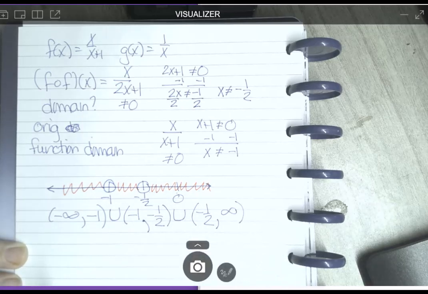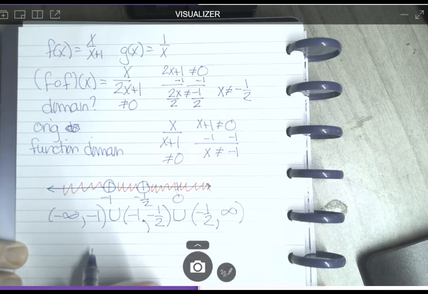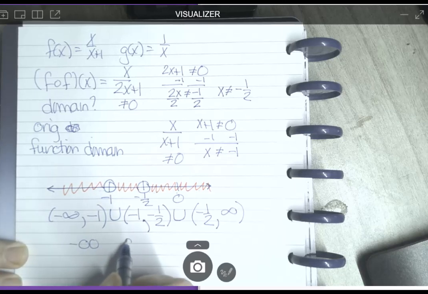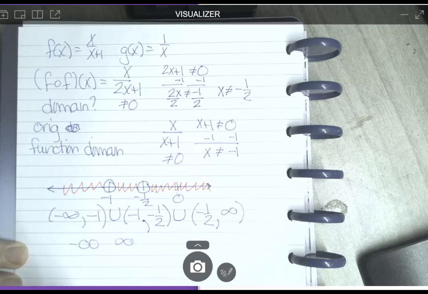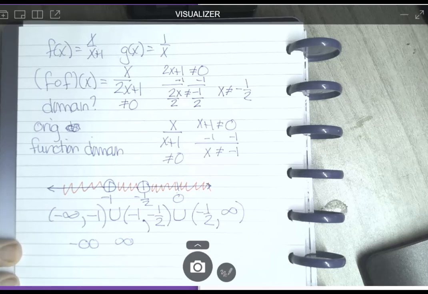A little side note, some people have a hard time writing infinity. Just think of writing an 8, or if you have to, just write a sideways 8. That works too. Or just practice. It's kind of fun. Okay, that is how you find f of f. Now we have to find g of g.